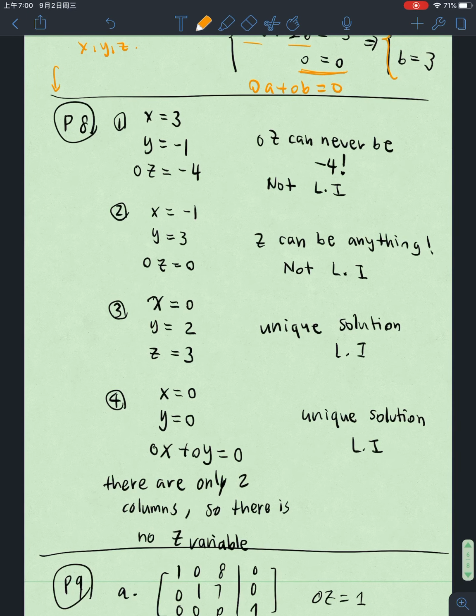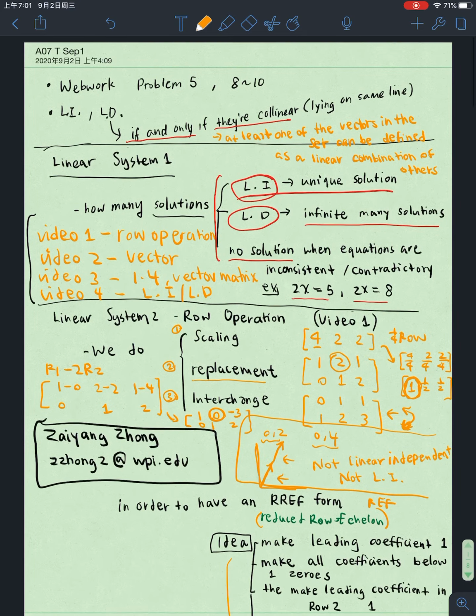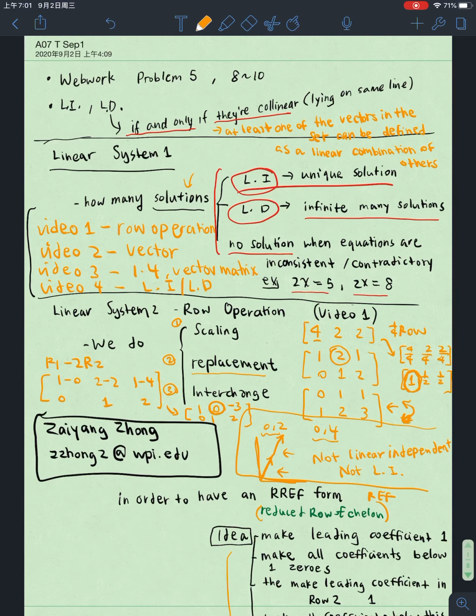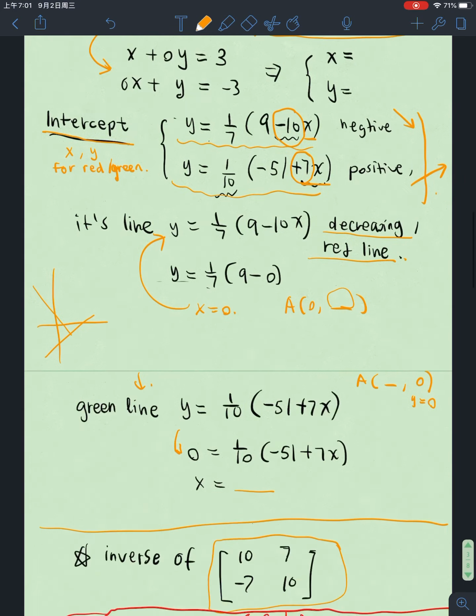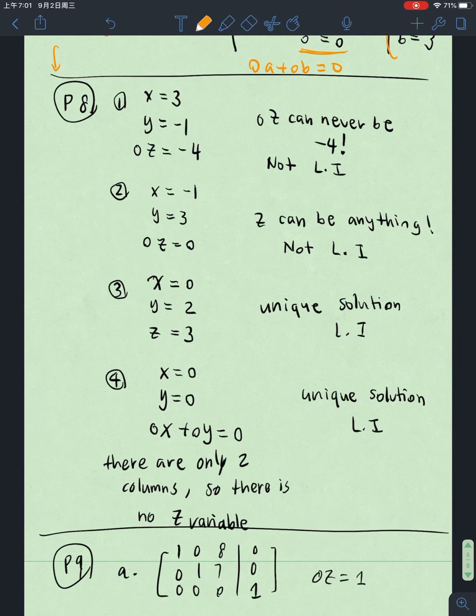Problem 8. Give me 1 second. Problem 8 is what I mentioned, as they ask you how many solutions in a matrix, and you need to know. The easiest way I can think of is just to look at the result, rewrite it in the XYZ form, and then it will be really clear to see.